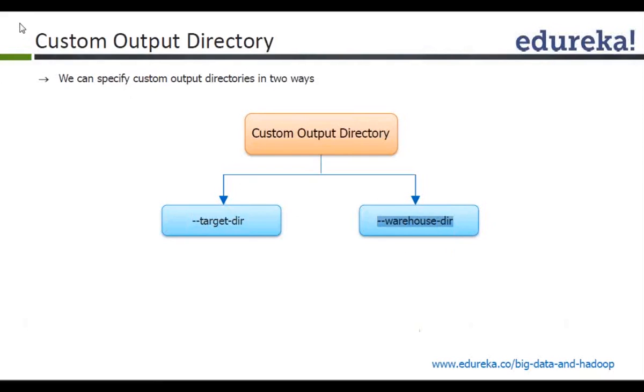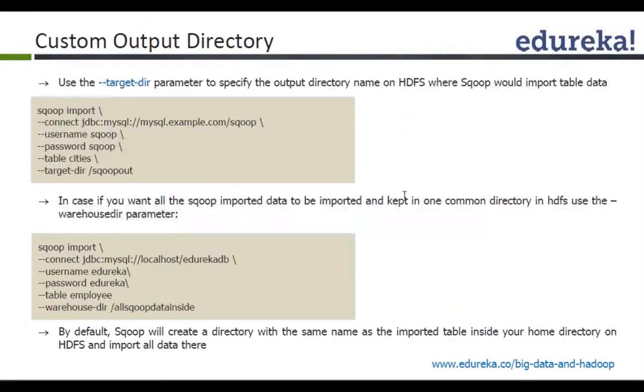So both import and export is possible. This is just a little bit of additional stuff that they have. You can use your target-dir parameter to specify the output directory name where Sqoop would import the table data to. You can see over here it is going to be target directory sqoop_out. In case you want all the Sqoop imported data to be kept in one common directory in HDFS, you can use the --warehouse-dir parameter.